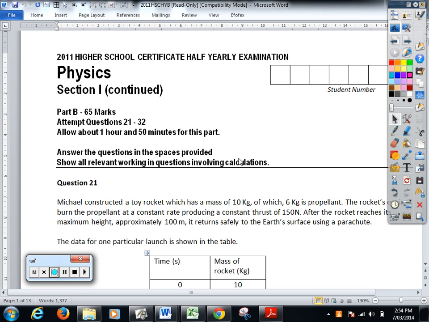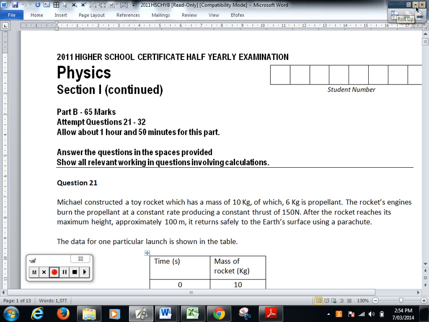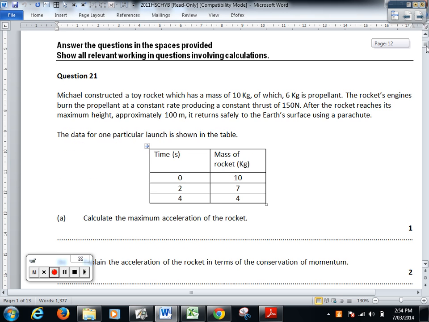Okay, we're going to start our revision for the half yearlies with our 2011 half yearly question 21. At times when we're doing this, please make sure you pause the video and attempt the questions, and then we'll answer them together. So to start with, let's have a look at the first question, which is question 21, we're doing now.